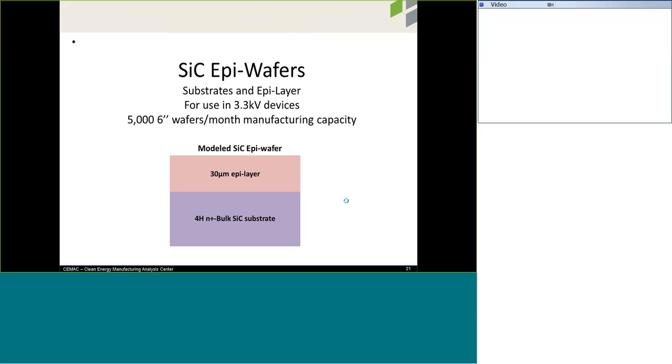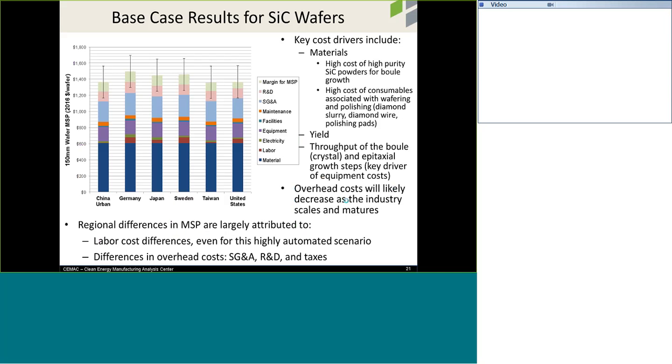So for the silicon carbide wafers, with an epi layer on top, we're assuming that you are manufacturing 5,000 6-inch wafers a month. And again, we are doing it for 3.3 kV devices. And so for our regional cost modeling, we found that the differences for a wafer are largely attributed to labor costs. So even though this is highly automated, the labor is influencing the regional cost difference. And then also cost differences in overheads, things such as SG&A, R&D, and taxes.